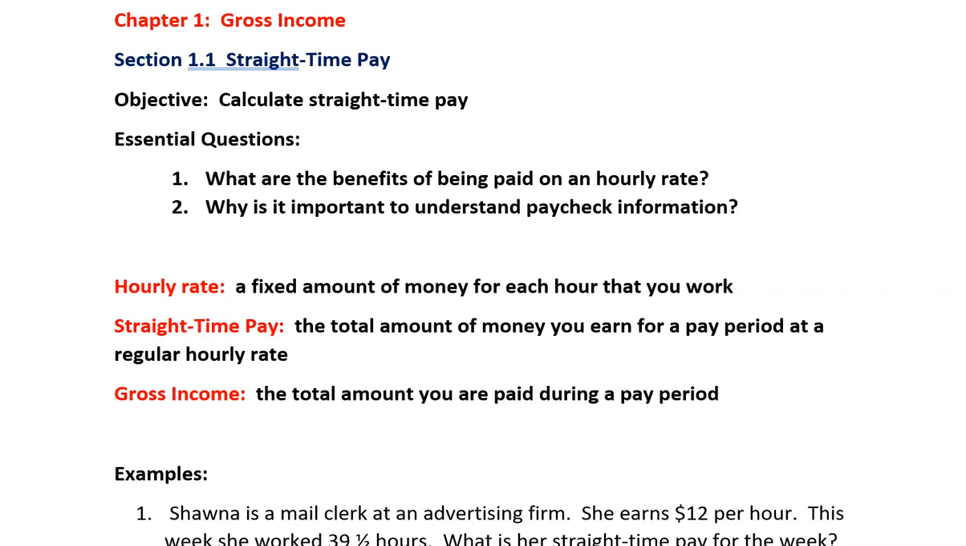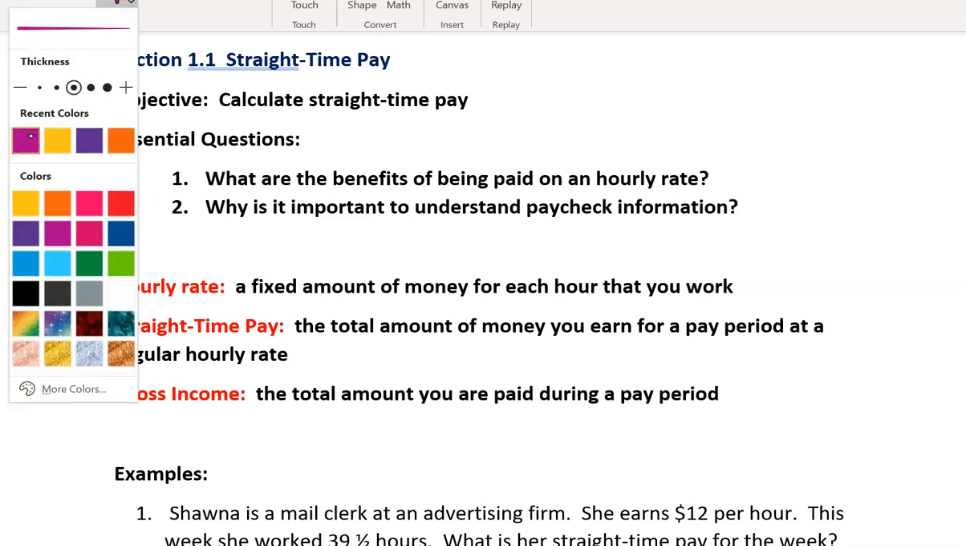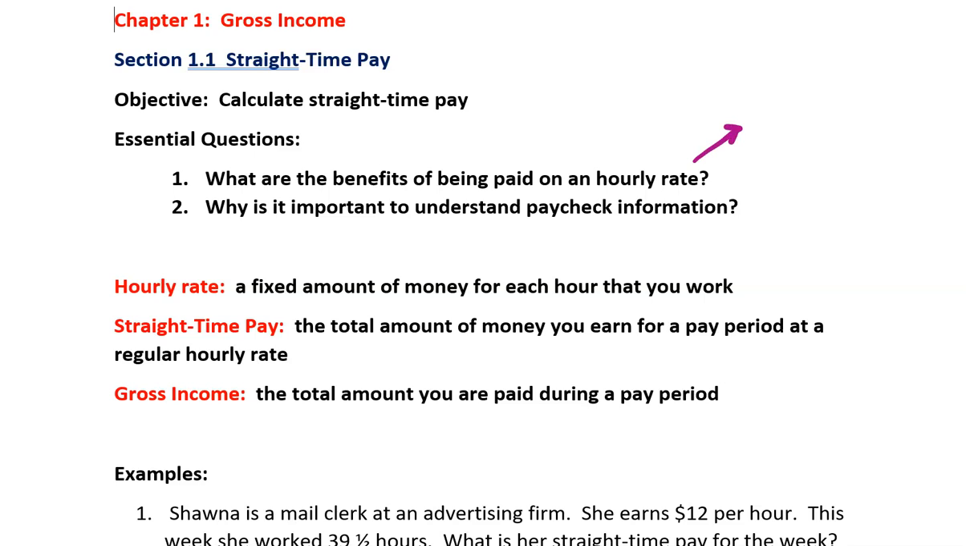These are the types of questions that you will probably find on a quiz or on a test, so you'll want to make sure that you write the answers to these questions down at some point and actually go back and look at them as well. So first of all, straight time pay is how much you get per hour of work that you do. So one of the benefits of being paid at an hourly rate would be that for every hour of work that you do, there's a direct connection on how much you are paid.